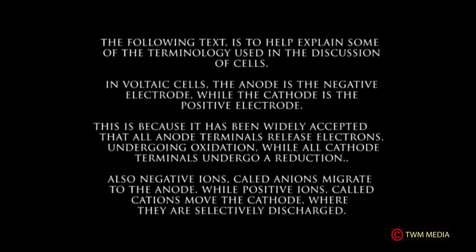The following text is to help explain some of the terminology used in the discussion of cells. In voltaic cells, the anode is the negative electrode, where the cathode is the positive electrode. This is because it has been widely accepted that all anode terminals release electrons, undergoing oxidation, while all cathode terminals undergo a reduction. Also, negative ions, called anions, migrate to the anode, while positive ions, called cations, move to the cathode, where they are selectively discharged.